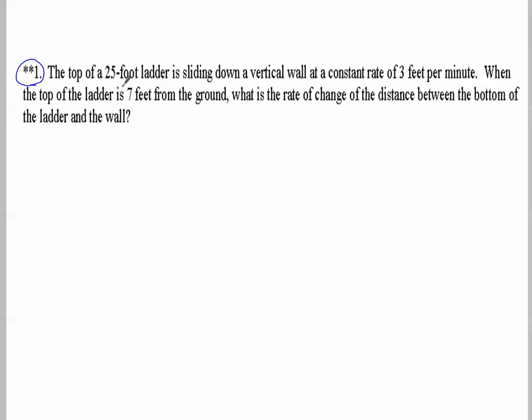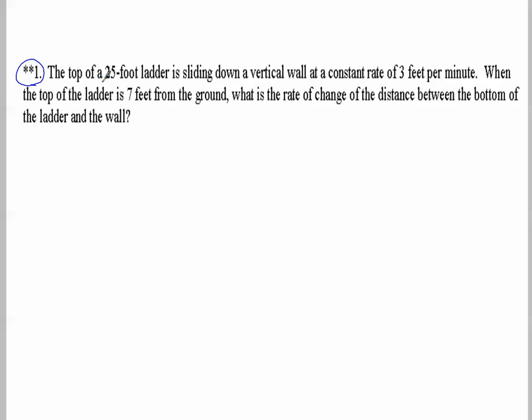The top of a 25-foot ladder is sliding down a vertical wall at a constant rate of 3 feet per minute. When the top of the ladder is 7 feet from the ground, what is the rate of change of the distance between the bottom of the ladder and the wall? Let's draw a picture and just make it simple, a simple picture that illustrates this scenario.